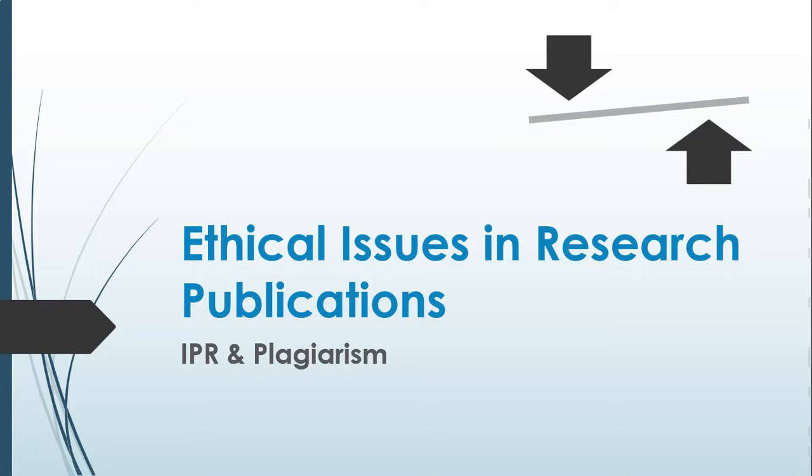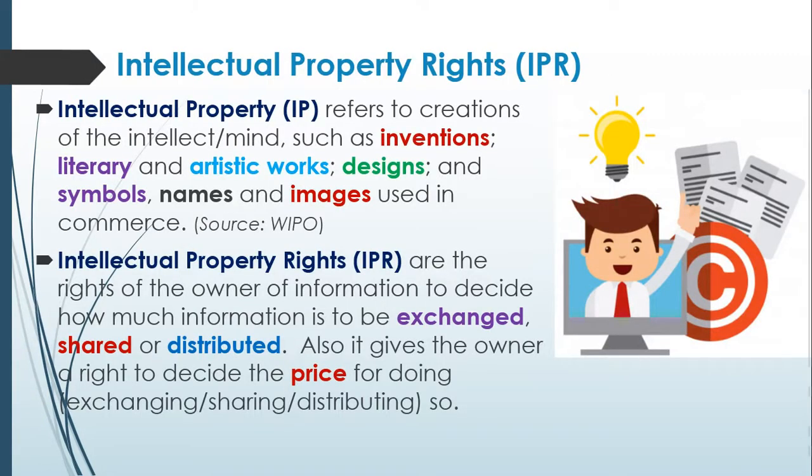Ethical issues in research publications, and two most important ethical issues are intellectual property rights and plagiarism. So let's begin with them. First of all, the intellectual property.